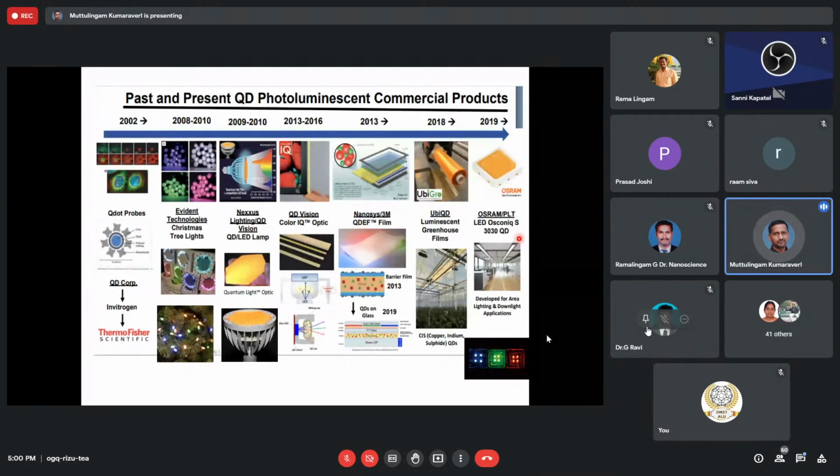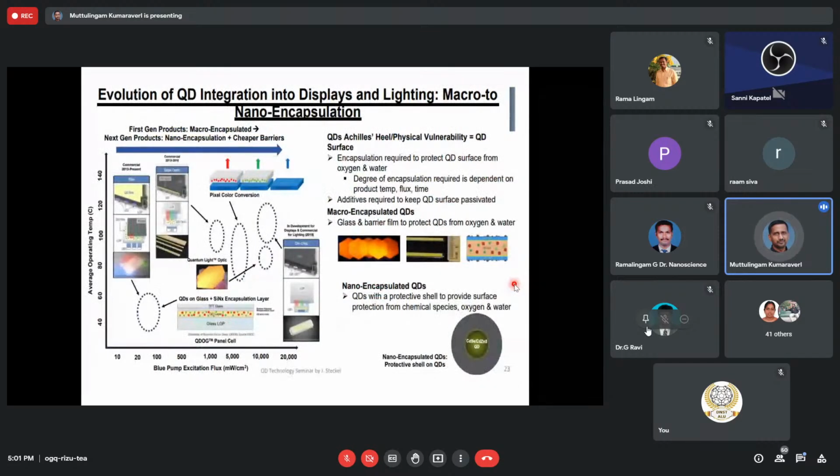And then in 2019, Osram made some lights, a downlight application, like a big panel. They use the LED with the quantum dot color filter to make these lights. These are the photoluminescent products from quantum dots, that is, the color filter.